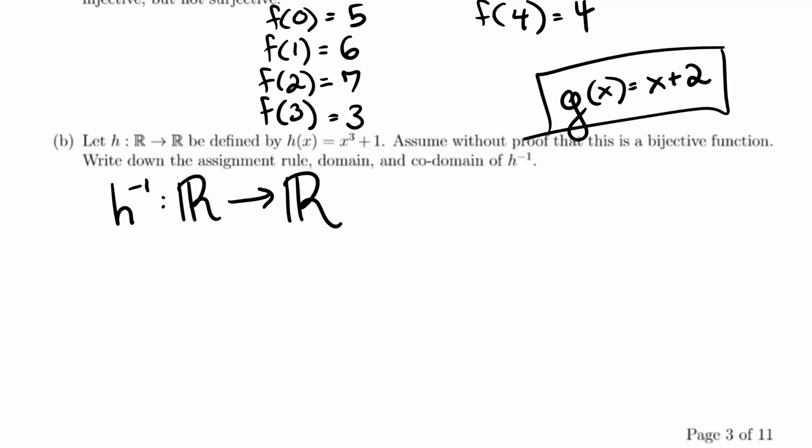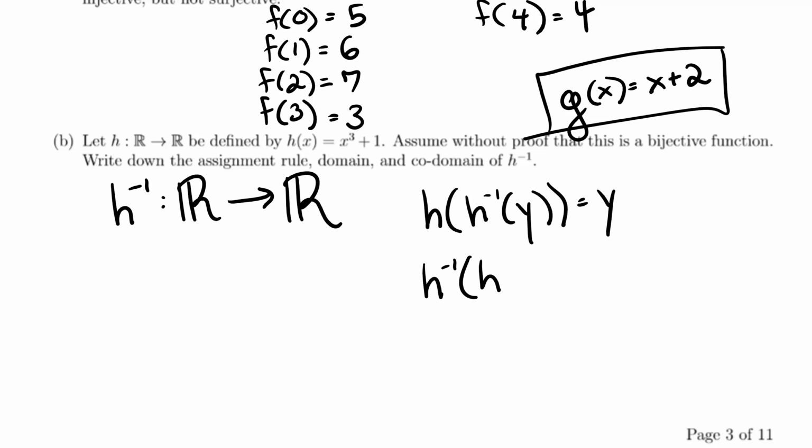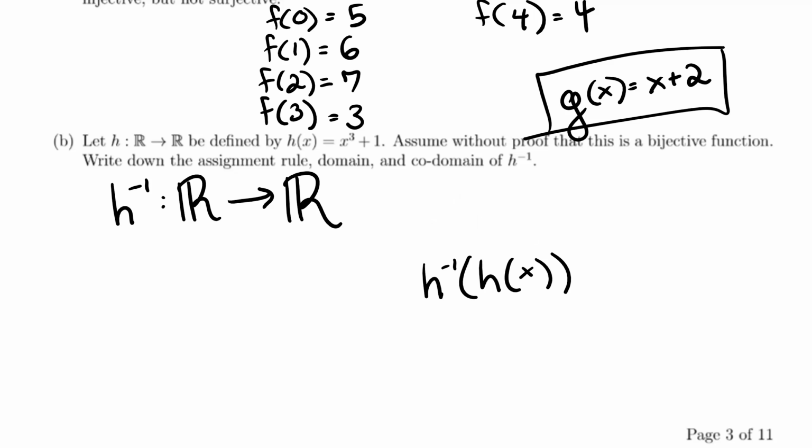Okay, so there's the domain, codomain. Maybe you could even label them, although I'm sure it's fine if you don't. Well, what's our assignment rule going to be? I want h of h inverse of y to equal y, and I want h inverse of h of x to equal x. So let's see, what does this end up being? That's what I want, but I don't necessarily have that yet, right?